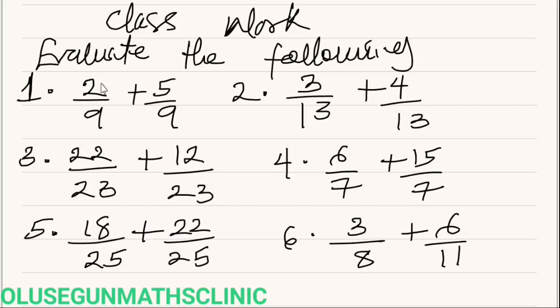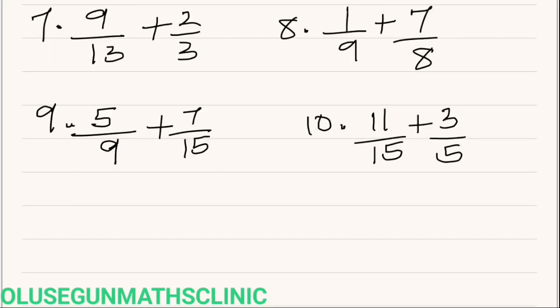Evaluate the following in this classwork: 2 over 9 plus 5 over 9. Number 2, 3 over 13 plus 4 over 13. Number 3, 22 over 23 plus 2 over 23. 4, 6 over 7 plus 15 over 7. Number 5, 18 over 25 plus 22 over 25. 6, 3 over 8 plus 6 over 11. 7, 9 over 13 plus 2 over 13. 8, 1 over 9 plus 7 over 8. 9, 5 over 9 plus 7 over 15. 10, 11 over 15 plus 3 over 5.